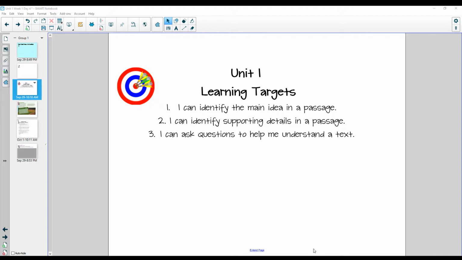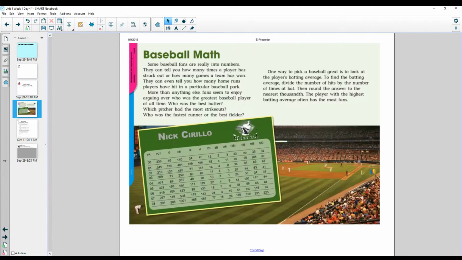All right, third graders, again today we are going to be going back to our Unit 1 reading packet. Remember that today's learning targets are the main idea, the supporting details, and asking ourselves questions to understand a text. This is our skill for the entire 3 to 4 weeks when we are in Unit 1. Today, we are going to practice the skill by reading a text called Baseball Math.